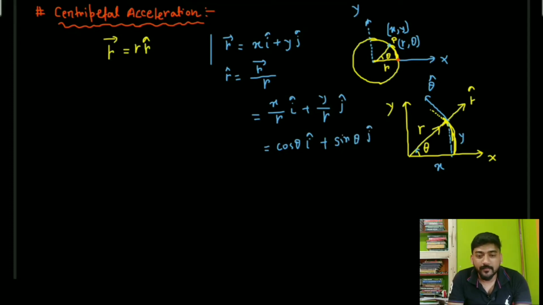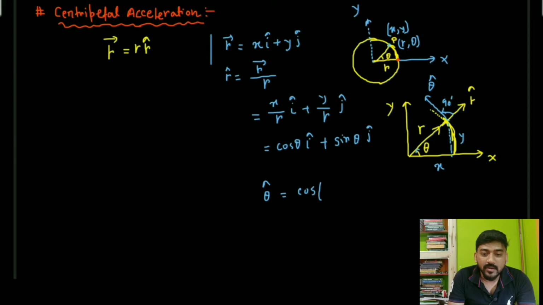And what will be theta cap? Theta cap, you can see from here, is perpendicular to r cap. So if we add 90 degrees to theta, we get from r cap to theta cap. Along r cap the angle is theta. When you talk about theta cap, then its angle will be theta plus 90 degrees because it is perpendicular to r cap.